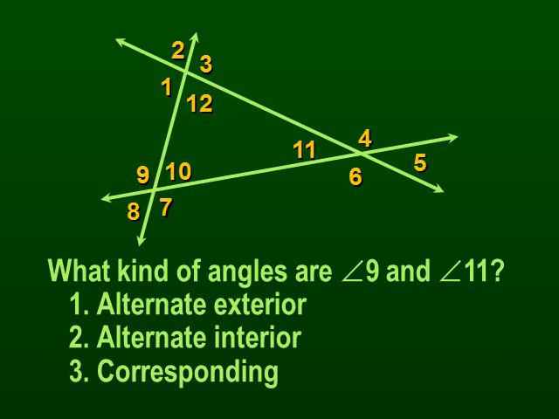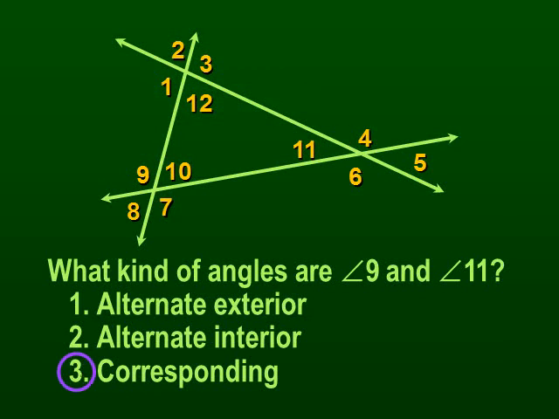Okay, so now we have 12 angles, and we're going to talk about what angles are which. So we have to label. So here's asking us what kind of angles are 9 and 11. So first you need to find 9 and 11. You have to decide, are they on the same side of a transversal? Are they on the same side of the other two lines? We have to come up with, are they alternate exterior, alternate interior, or corresponding? So go ahead and hit pause, give a guess, and then see if you're right.